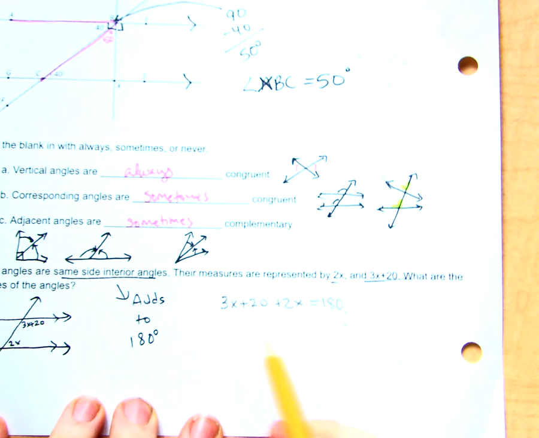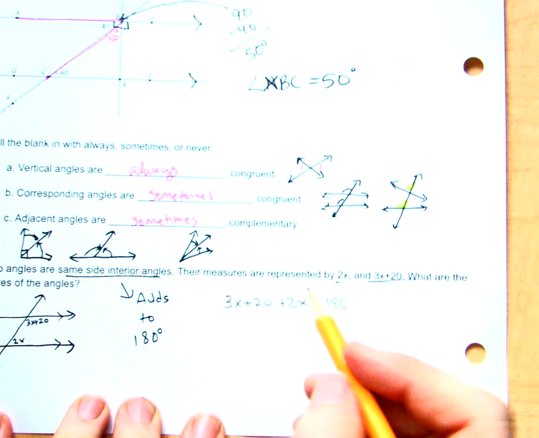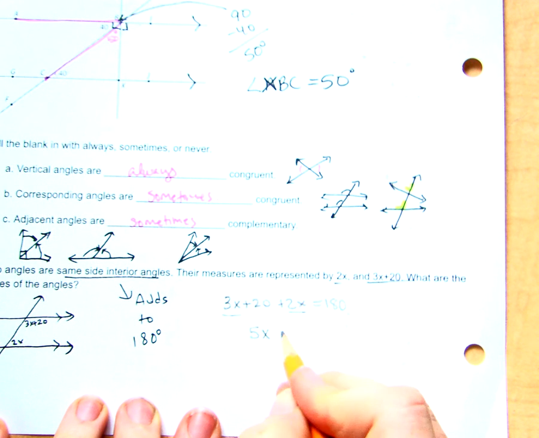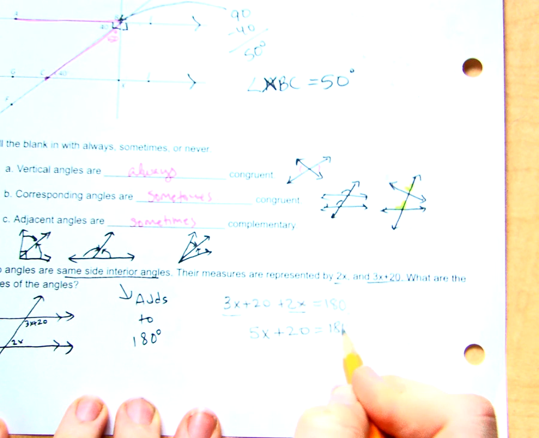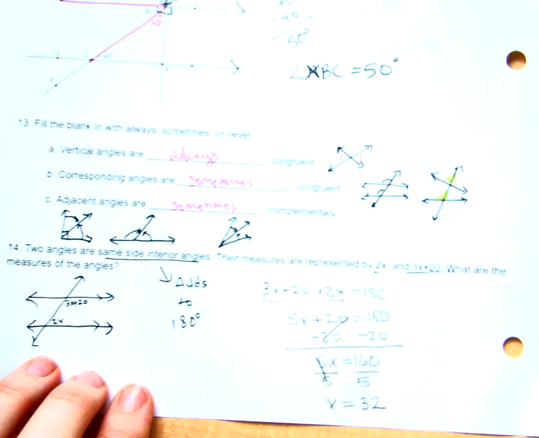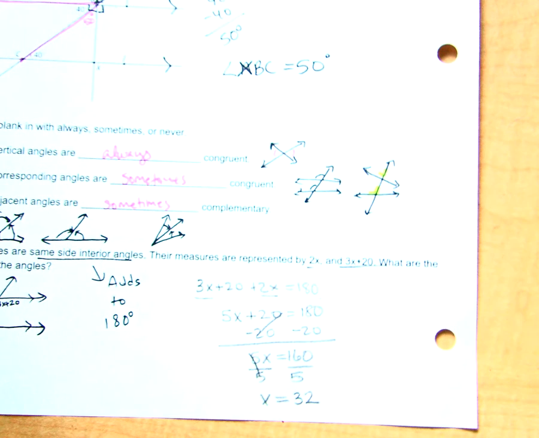So I can add the two angles, set it equal to 180, and solve for it. Combine like terms. Subtract 20. And get 160. Divide by 5. And get, let's see, 5 goes into 16 3 times. 5 goes into 10 2 times, and get 32, okay? Now, it wants to know the measure of the angles. So once I get my x, all I have to do is go in and plug that back in.